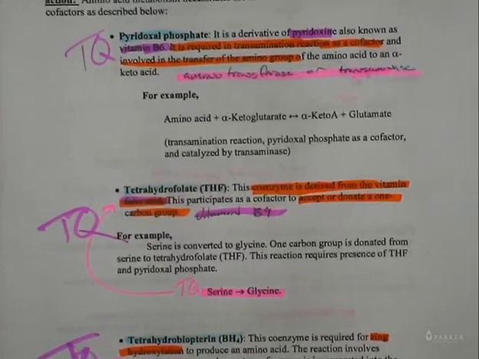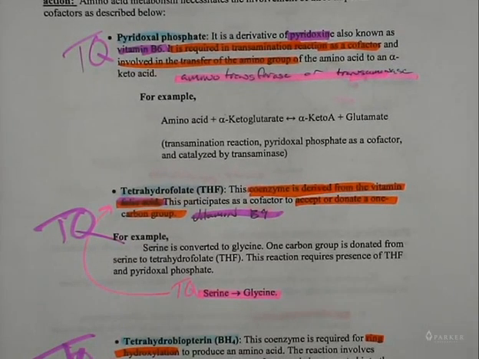We're going to deal with page number 69. These are cofactors or coenzymes that you've got to know. Pyridoxal phosphate, vitamin B6, which we've talked about already, is a derivative of pyridoxine, but it's pyridoxal phosphate, the active form, aka vitamin B6. It's required for all transaminations. Any transfer of an amino group, transamination, requires B6.